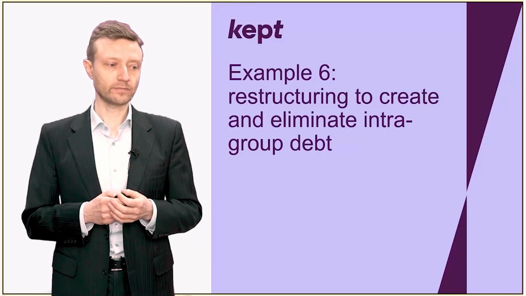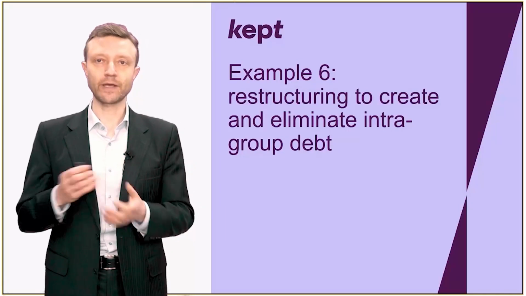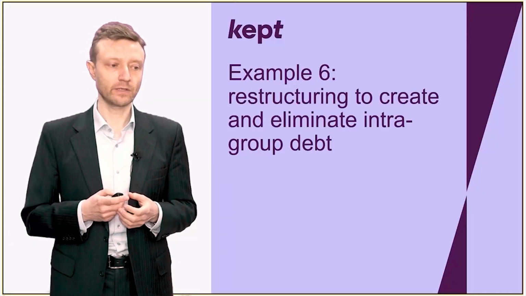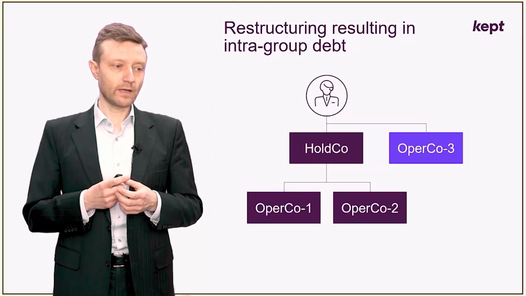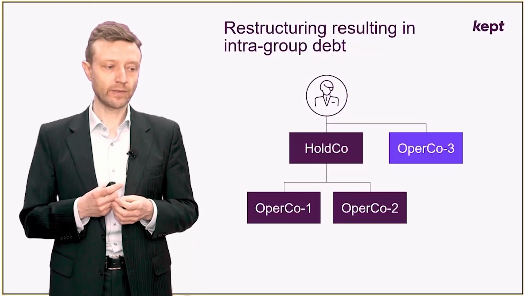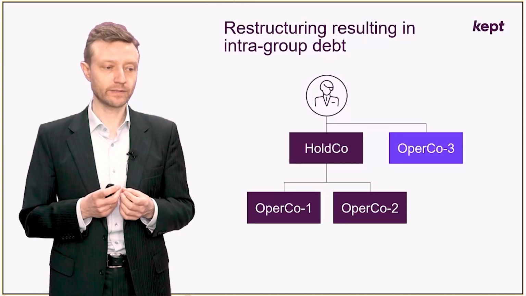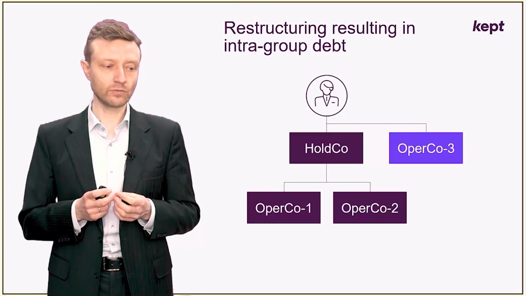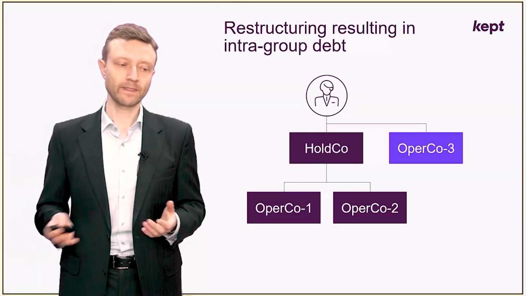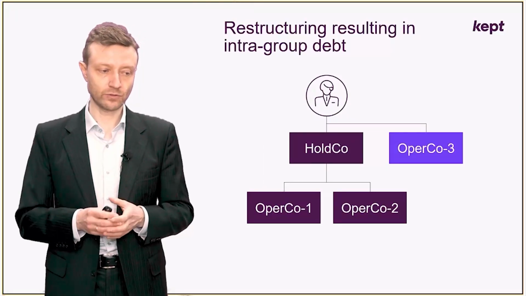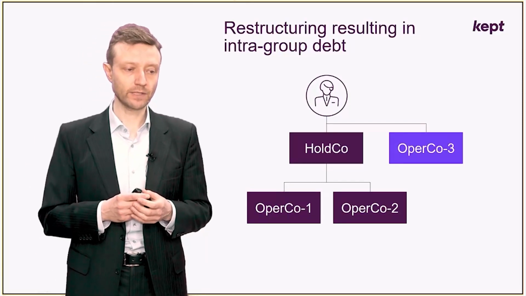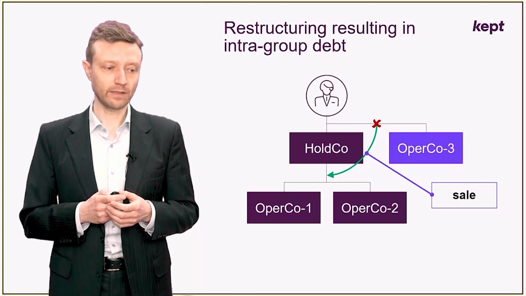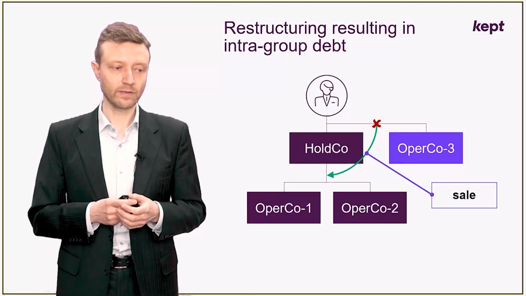Next example, we will look at creating or changing financing structures in the course of restructuring projects. Let's look at this structure where we have a holding company with 2 operating subsidiaries and a shareholder that owns the holding company and also owns another operating subsidiary. There is an intention to bring this operating company into the business owned by the holding company, and this can, for example, be achieved by selling this operating company 3 to the holding company.